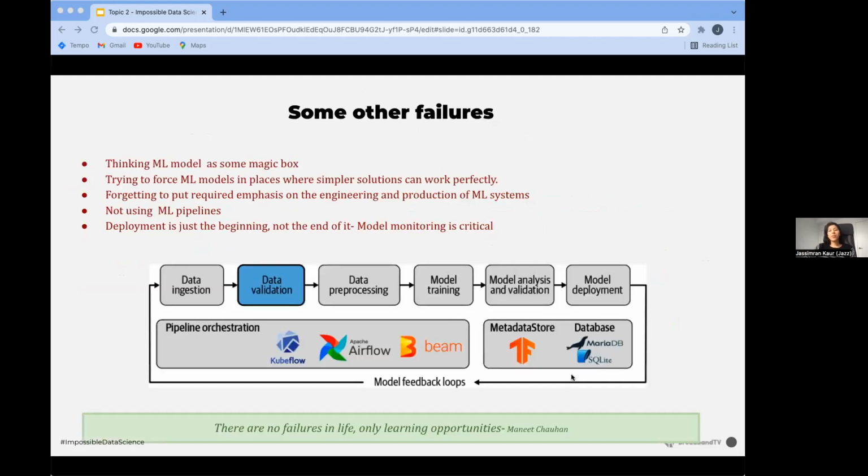So some other failures, I know I've not covered everything. There are 1,000 other things that went wrong. But some more things like thinking of your ML model as some magic box. A lot of interns do that. Just give it anything, it will give out amazing numbers. Don't do that. Trying to force your ML models in places where simple solutions can work. Yeah, simplicity is always better, always.